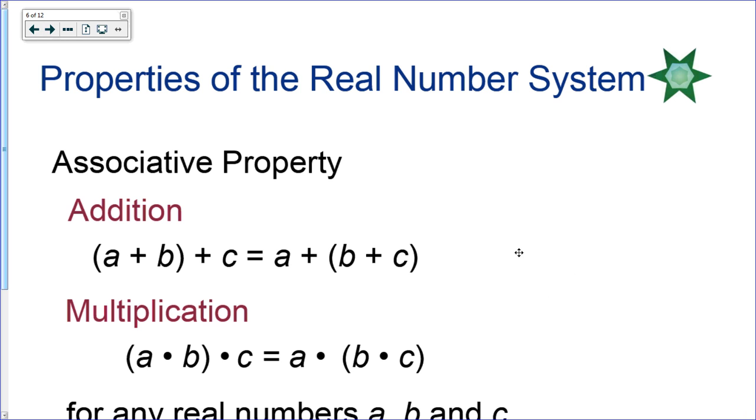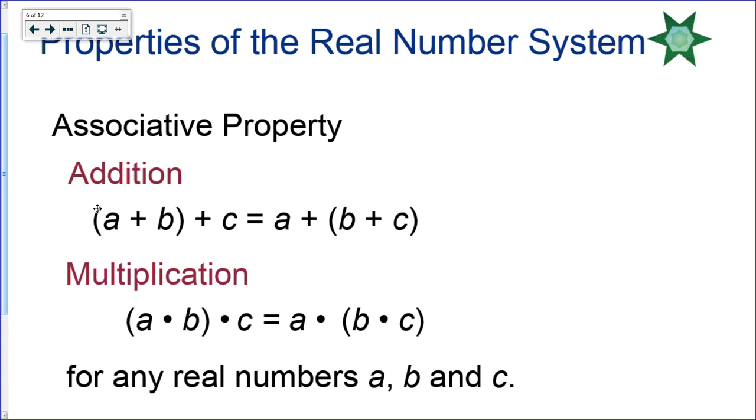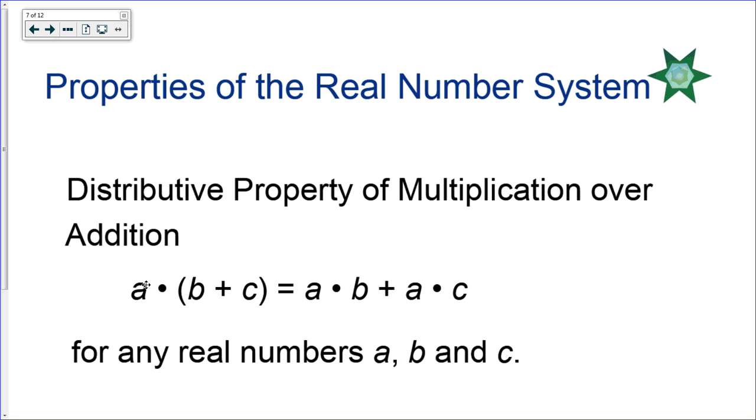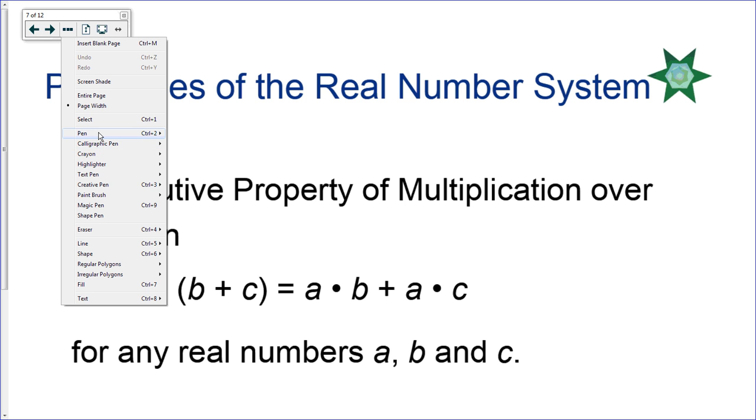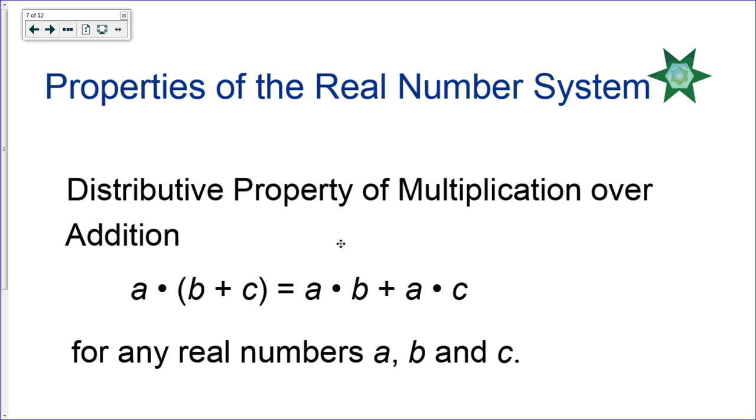The other one is the associative property. It doesn't matter if you add the first two first and then add the second two, or if you multiply the first two first. You're just changing the grouping, but the order has all stayed the same. Distributive, you know that one. You took the A and you distributed it over the parentheses, you'd get A times B, and you'd get A times C.